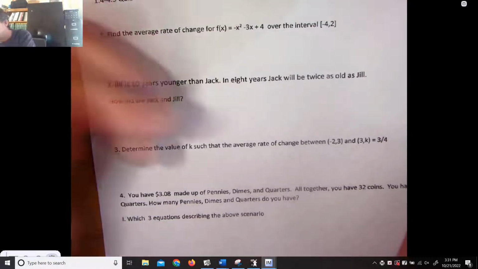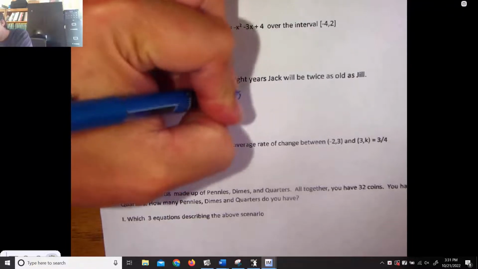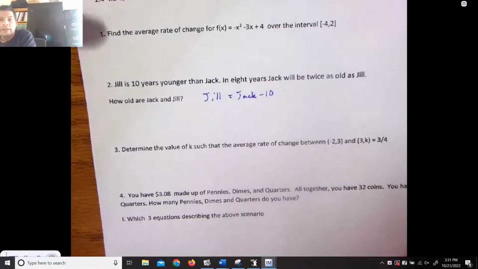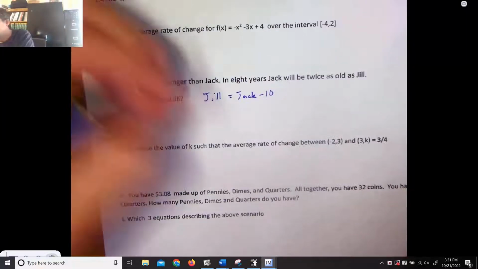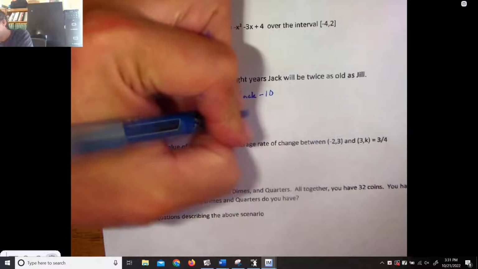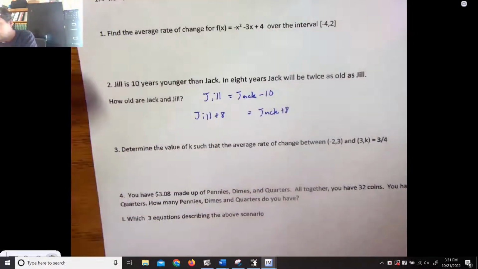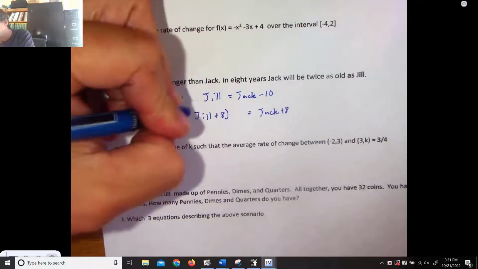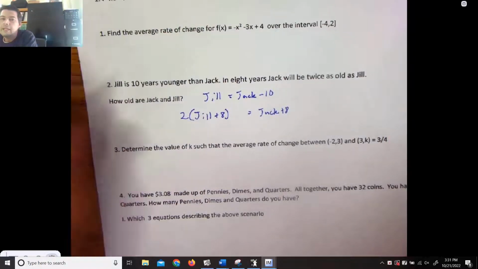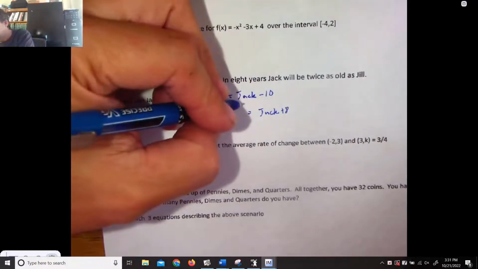So I'm going to write some equations here. I know that Jill is Jack, take away 10. In 8 years, Jack will be twice as old as Jill. So both of these people are going to age. Jill is going to age, and Jack is going to age. But for equality to happen, it's not Jack that we double, it's Jill. That's 2 equations. It's the substitution property of equality, with words.